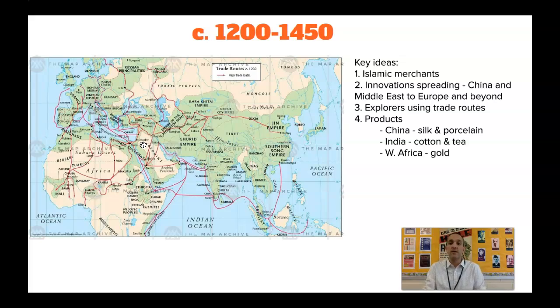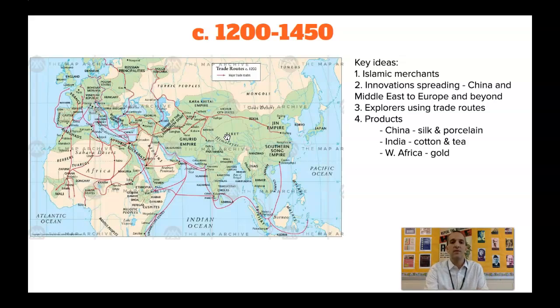Also, we have some products that are going to be traded, and these products really are consistent throughout most of these time periods. So what we're going to talk about here, you're going to see, for the most part, throughout, we have China, obviously the silk and the porcelain, your fancy china that you use for Thanksgiving or whatever holiday you're celebrating. And then you also have the silk. Silk is soft, and it's much softer than the typical wool that's going to be used.